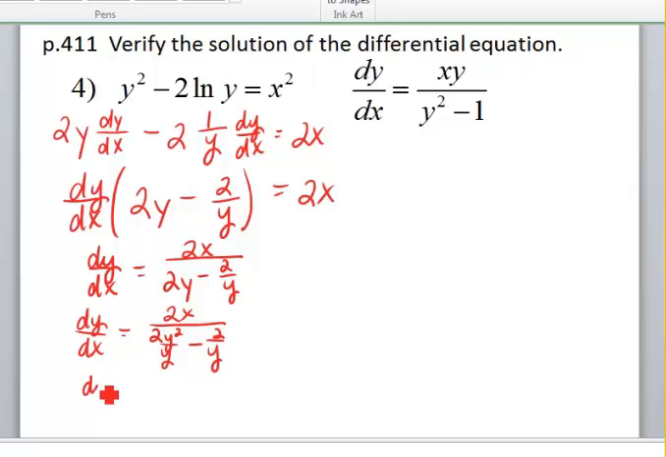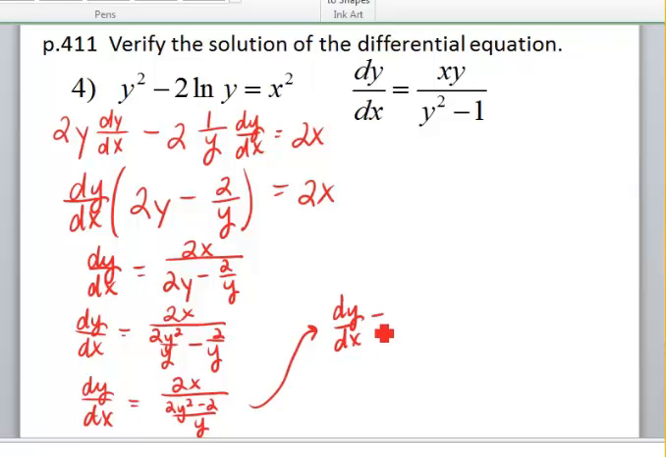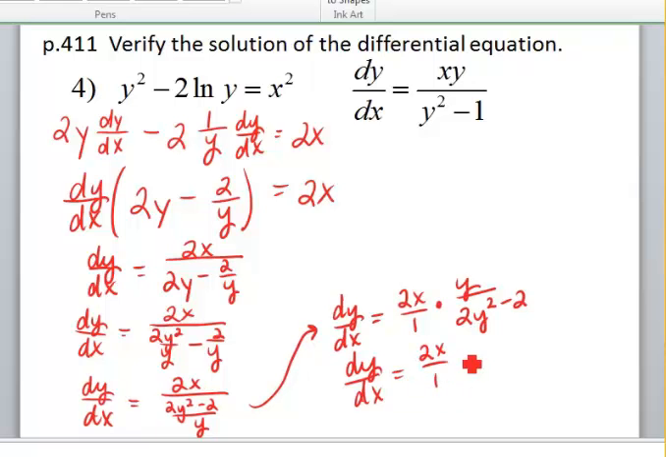So now what I have when I combine like terms is I have 2x over 2y squared minus 2 over y. Now what I need to do is get a little bit more space here. So I've got dy over dx is equal to 2x over 1 times, do the reciprocal here, y over 2y squared minus 2. Really, the only thing else I can do is factor out my 2 down on bottom.